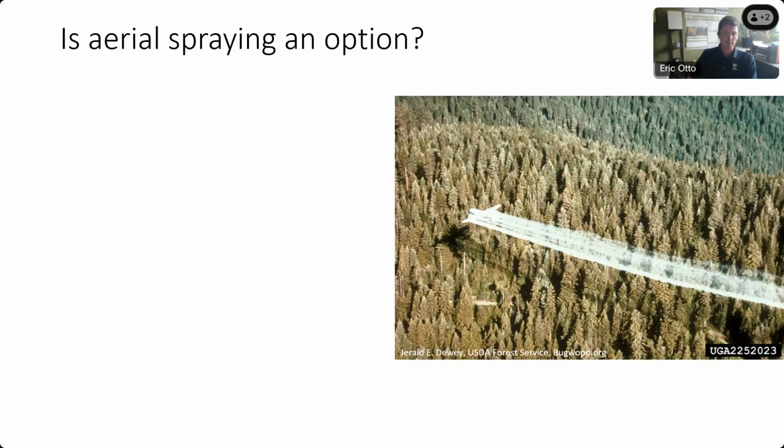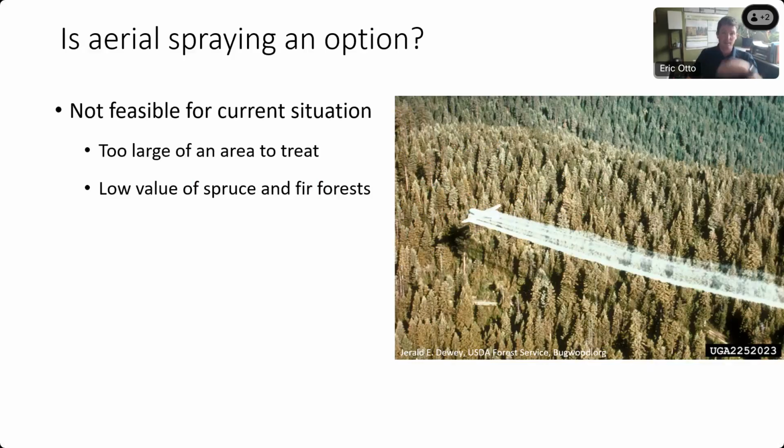So one question that might pop up is, why aren't we treating our forests? As I mentioned, there is that soil bacterium, BTK, that can be applied. So why aren't we aerially spraying our forest with this kind of natural insecticide? As I showed in those aerial survey maps, this definitely isn't feasible for our current situation. It's too large of an area to treat. The stage of devastation that we're seeing wouldn't make sense.